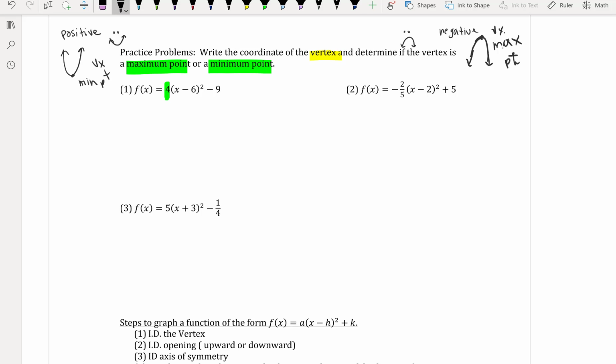So for number 1, I can see that that value is 4. So I definitely know this is going to be a positive, happy parabola. So I know I'm going to have a minimum point.